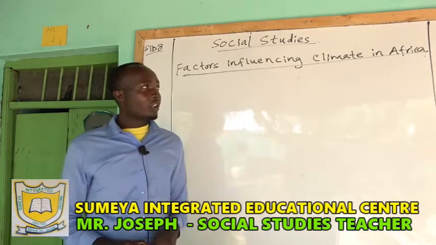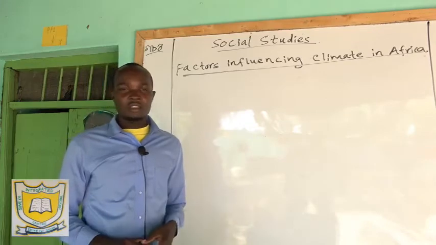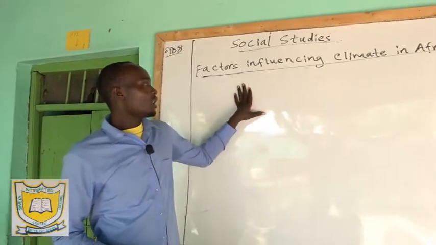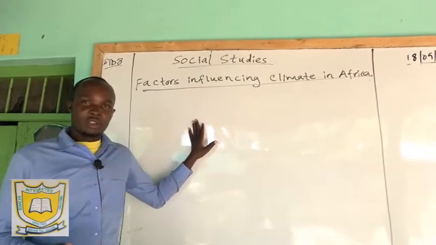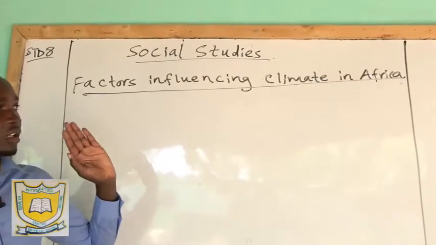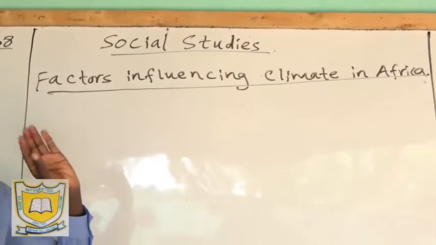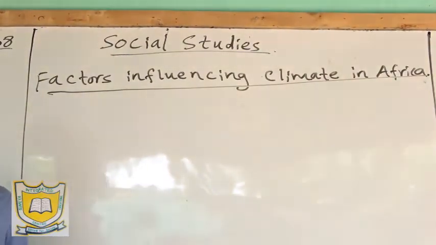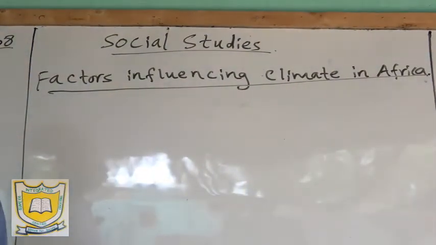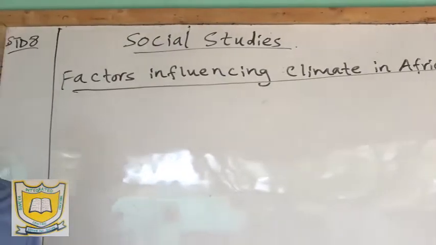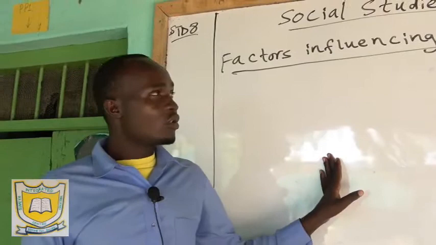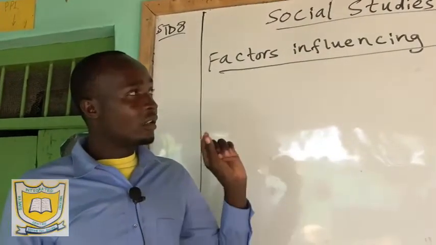The other time we looked at the factors influencing climate in Africa. We defined what climate is. We say that climate is the average weather condition of a place for a long period of time. Then we said that we can carry out an investigation, or a measurement of the rainfall in millimeters per year and temperature in degrees, and then we can conclude the kind of climate in this place. So that's what we say is climate.